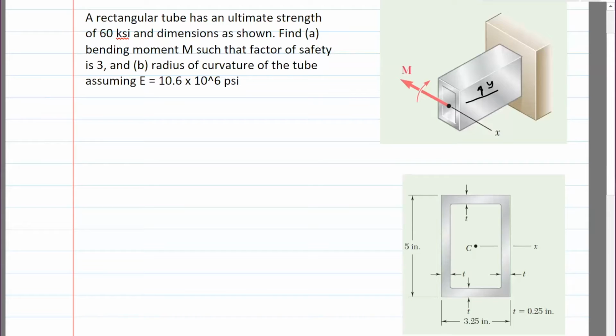So let's do another problem. This time we've changed the geometry. It's an annular geometry. There is a hole of rectangular cross section.